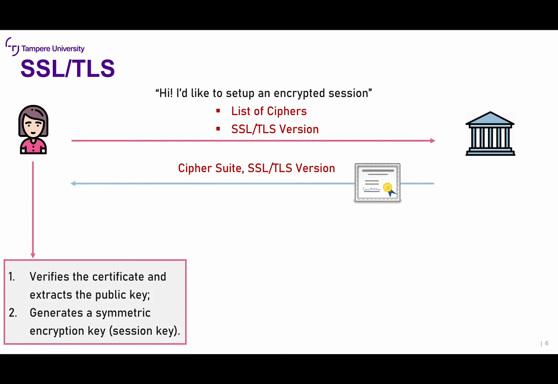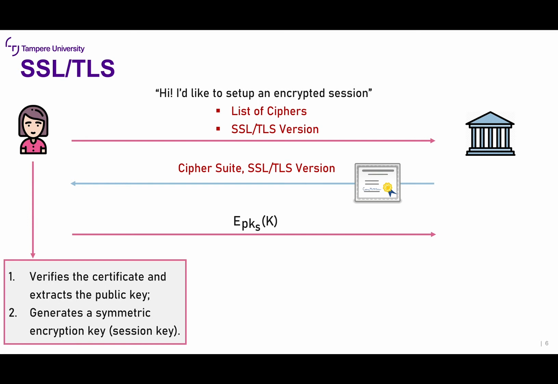Upon reception, Alice verifies the certificate and extracts Trent's public key. Then she generates a symmetric key, a session key, that she has to send back to Trent. And to do so, she will use Trent's public key, PK of S, PK of the server. The public key of Trent will be used to encrypt the session key K that Alice generates on her end, right?